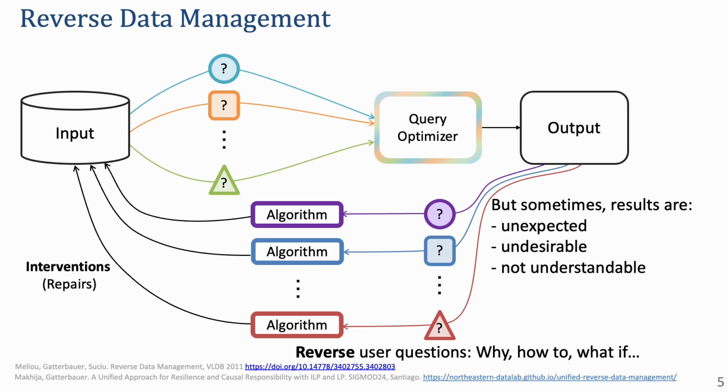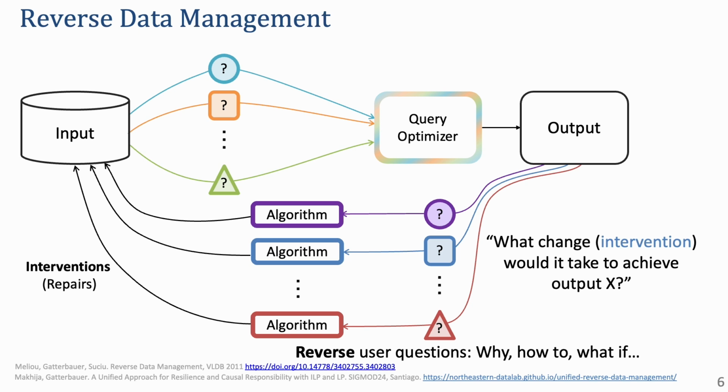Many of these follow-up questions have actually been studied in the form of reverse data management, and they all suggest some interventions or repairs in your database that would have led to the output that you were expecting and help you understand your output better. And each one of these different types of questions have been studied separately, and their own optimal algorithms have been proposed.